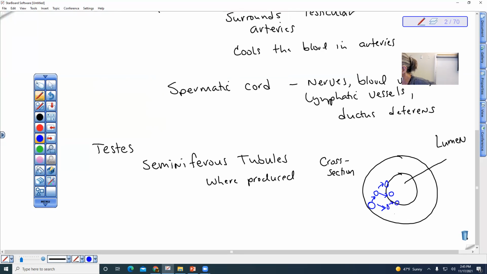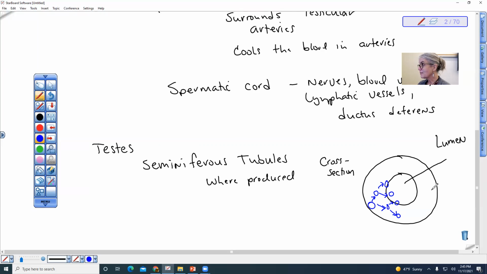Dividing, and I didn't draw this very well, but you can see that cell division, and these are going to be the haploid cells. Interestingly, it occurs in a direction so that the sperm end up in the lumen, in the space of the seminiferous tubules.